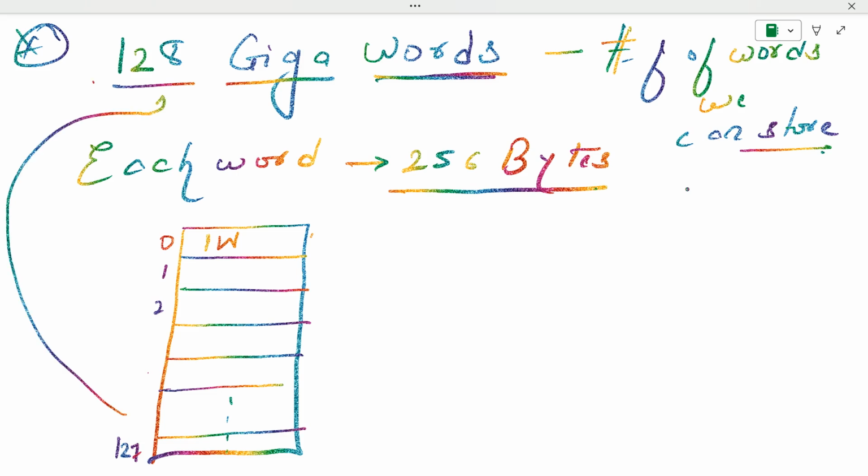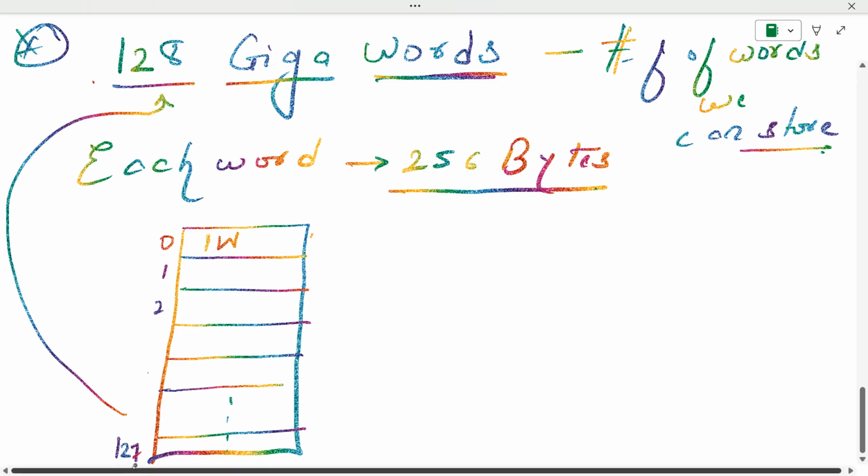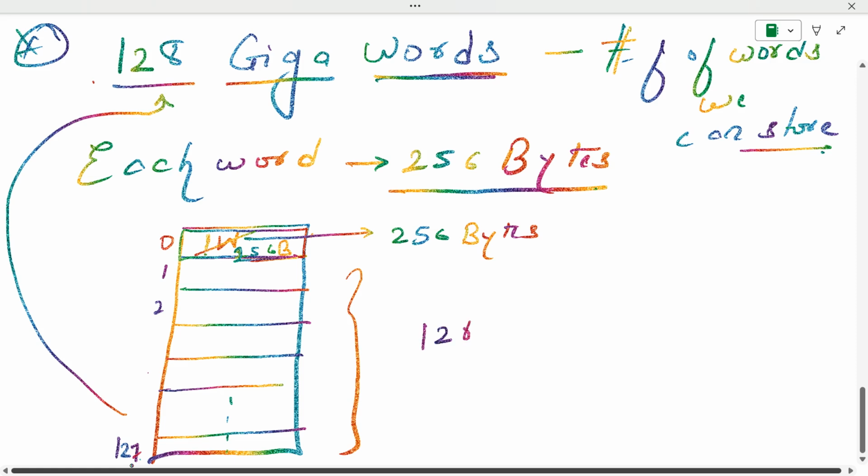So you can visualize this as there are altogether 128 giga words, and each slot is one word, and in this one word we can store 256 bytes. So either say one word or 256 bytes, right? So there are altogether this many words and each word has this much size. So what is the capacity? Obviously it is 128 multiplied by 256 bytes, right? It is as simple as that. That is the capacity.